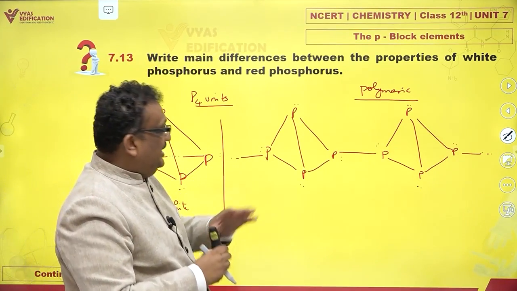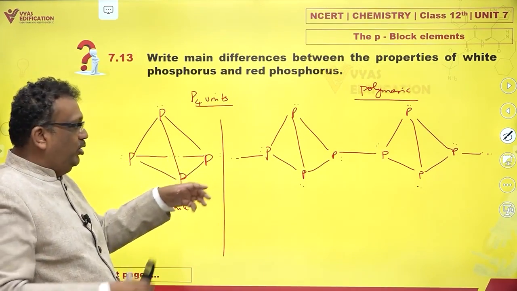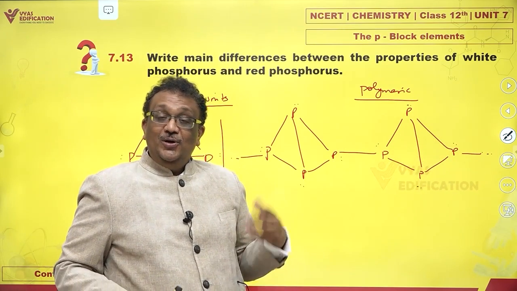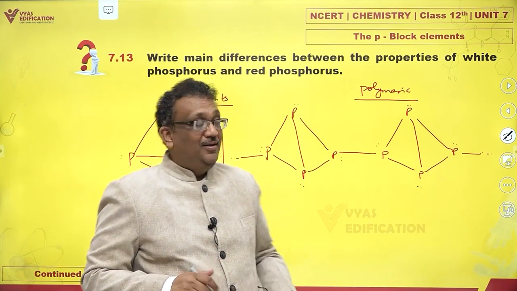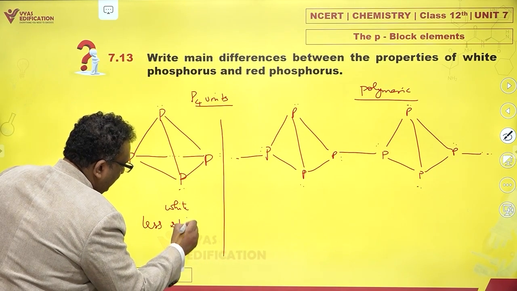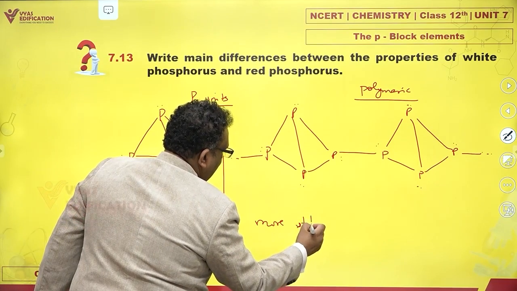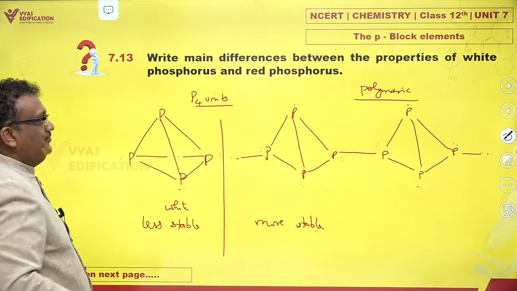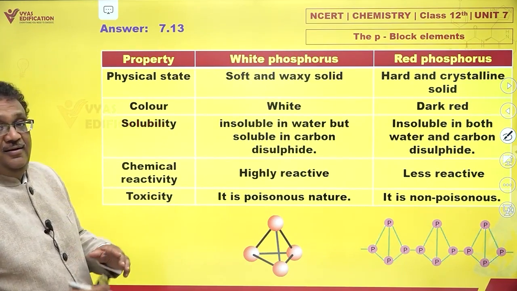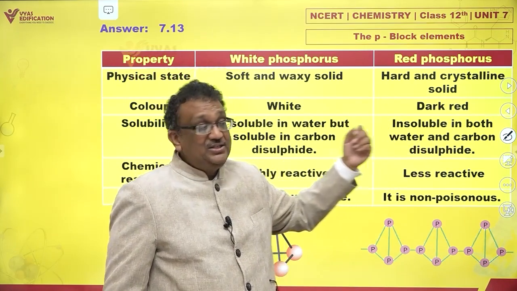So these tetrahedral units, now one of these bonds opens up and they form cross linkages like this. So it becomes relatively more stable. This is less stable and more reactive. This is more stable and less reactive. Two fundamental points. If you want to point out more differences, first is color, white and dark red, yes.